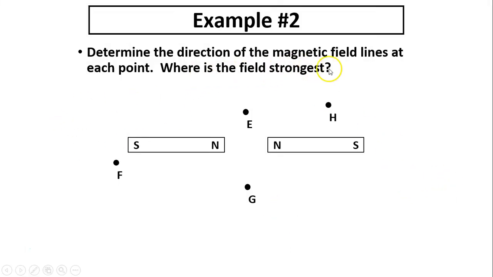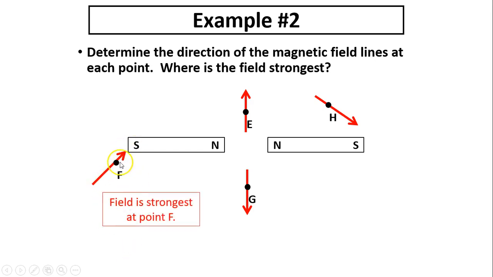Another example, determine the direction of magnetic field lines at each point. Where is the field strongest? So let's see. Over here it is pointing away from north, right? Over here, the north always points to the south, away from north. And over here, away from north. Over here, north points to the south. So where is it strongest? You see where is closest. I think the field is strongest at F because that's where it's closest to the bar.